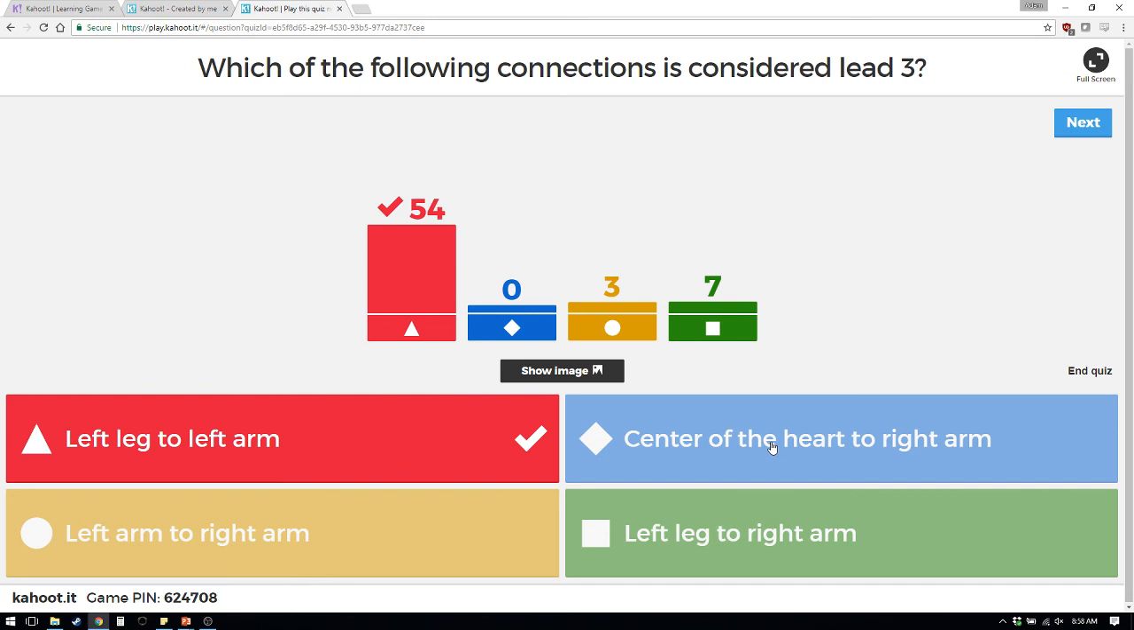So the way you remember your bipolar leads, the ones going from limb to limb, is based on the number of L's in the connection. If I'm looking at lead 1, it goes from the right arm to the left arm, so there's only one L there, in the left arm. That's lead 1. If you're going from right arm to left leg, that's two L's. That's lead 2. And if you go from left arm to left leg, that's three L's. That's lead 3. So it may be good to help you remember that for future use.